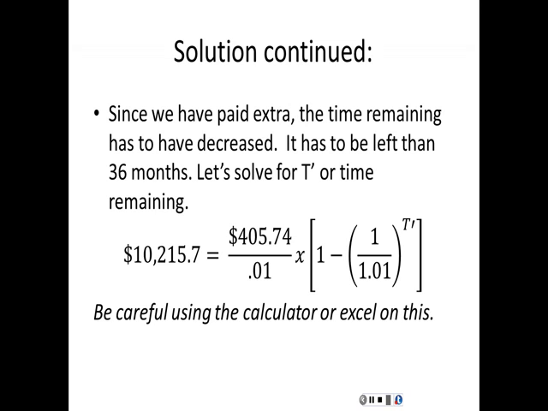So really we're going to apply the present value of the annuity formula once again with the new balance after the extra payment of principal has been made. All the terms are the same, except we have our new balance of $10,215.78. We still have the same payment, and now we're solving for the new T prime. Conceptually, we know this has to be less than 36 months. Otherwise, we've made a mistake somewhere, probably with a plus or a minus on our calculator keys.